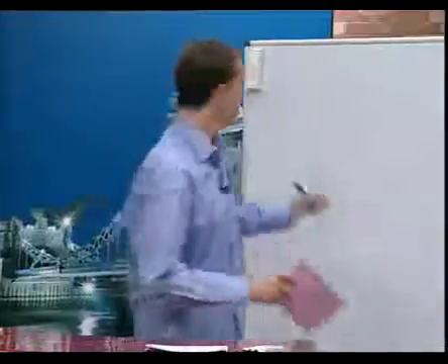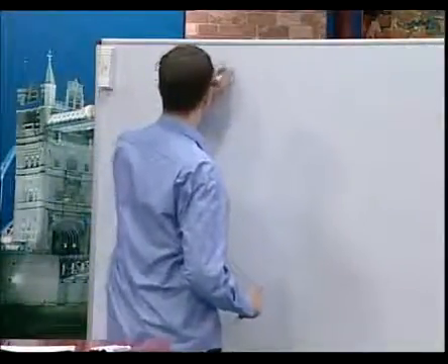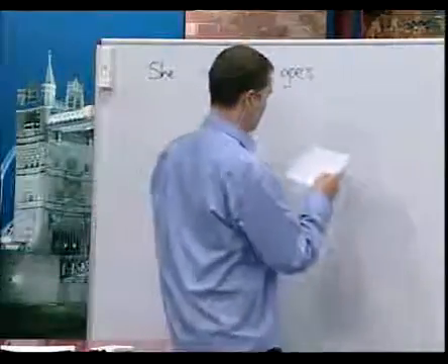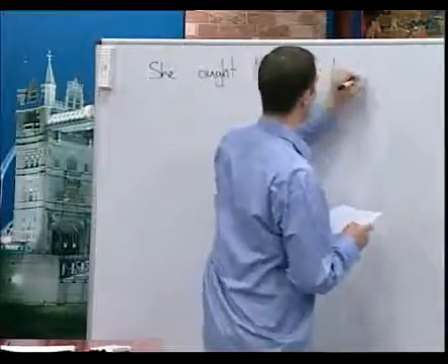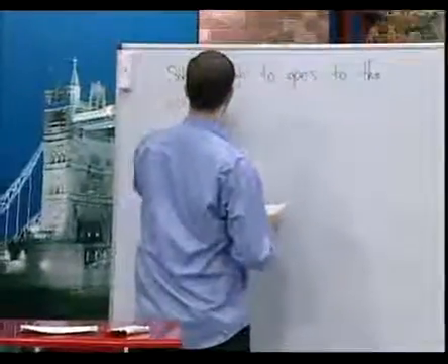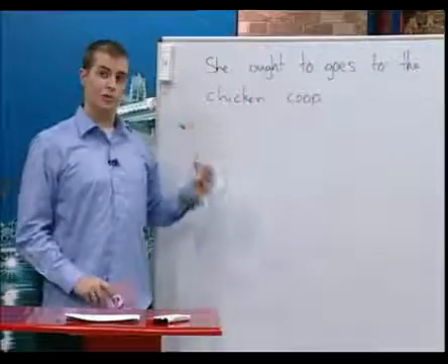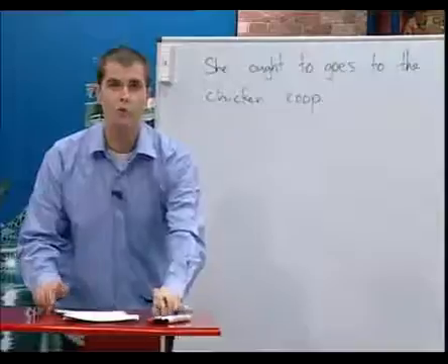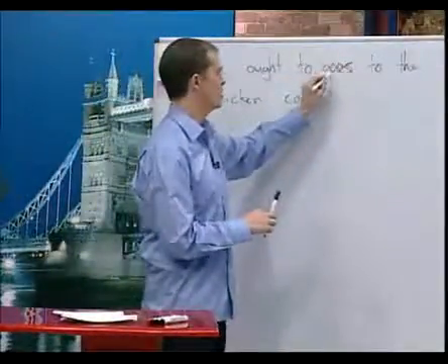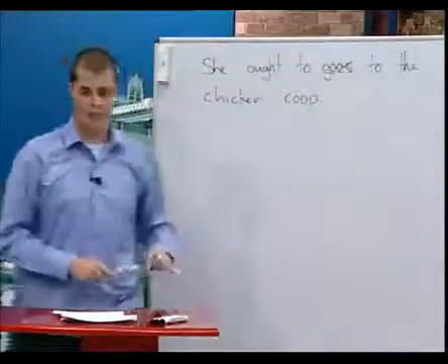For example, she ought to goes to the chicken coop is, of course, wrong, because this is not a simple form of the verb. Just go. She ought to go to the chicken coop.